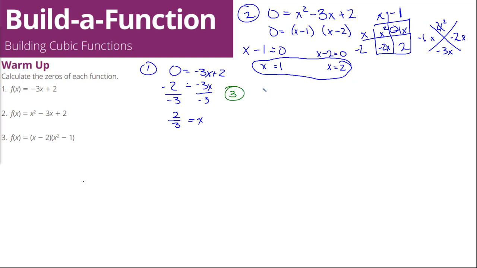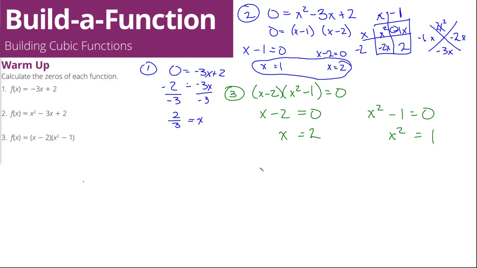Question 3, I have x minus 2 and then parenthesis x squared minus 1. So I'm going to set it equal to 0. It's already semi-factored out, so I'm just going to set those factors equal to 0. As long as it's a binomial for both, you can usually do this. And so we have x is equal to 2. Well, x squared is equal to 1.